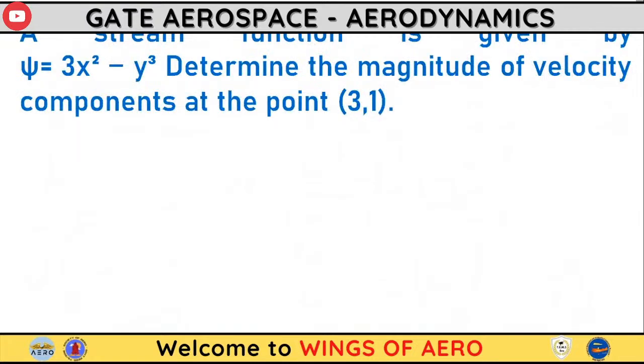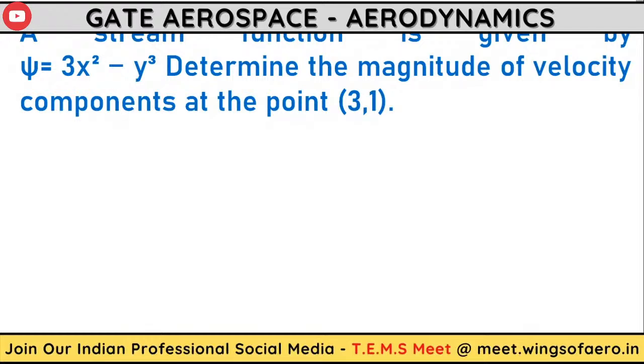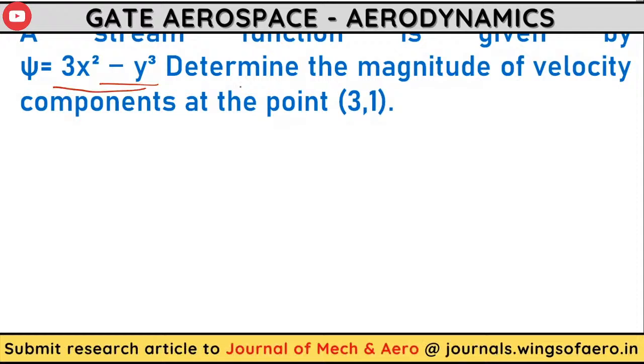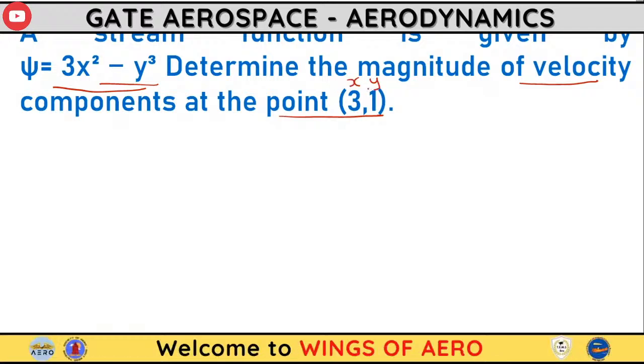Okay. Now here is a different question. Here we have the stream function. The stream function is given as psi, and here we have to find the velocity component. And they have given the points, these are the points of x and y. Now how can you solve?